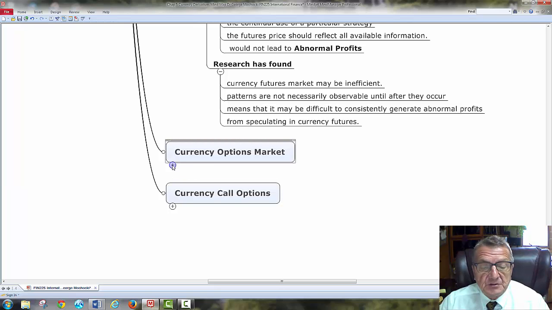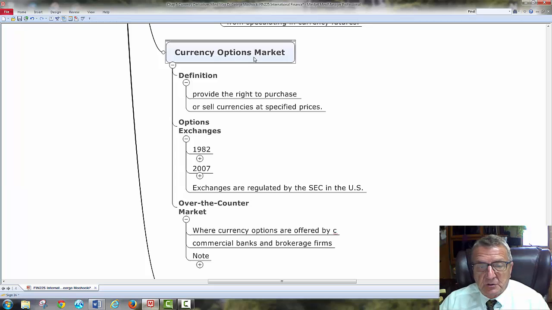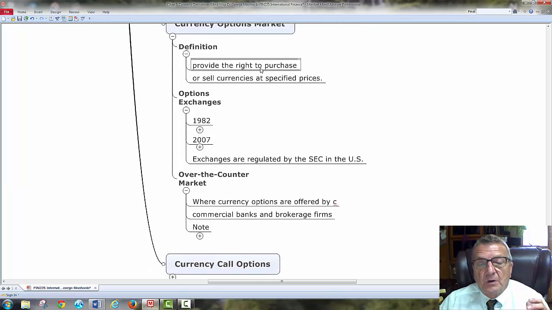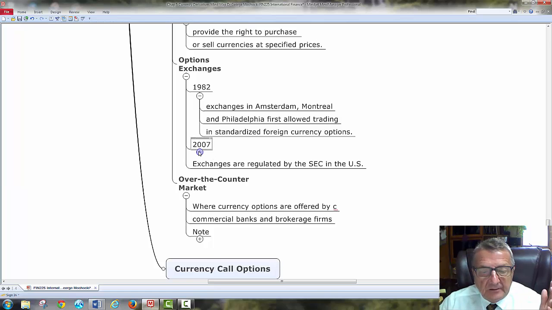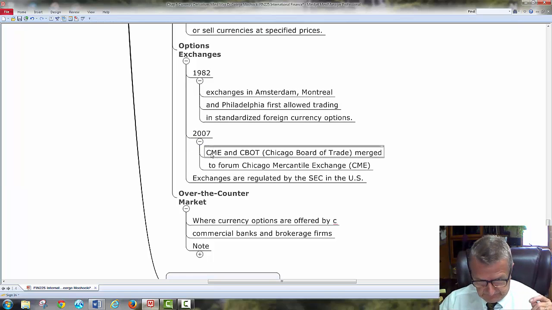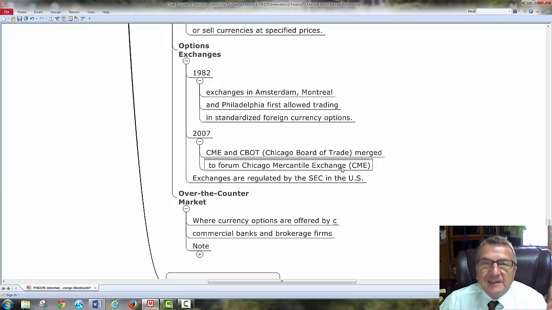Okay, so now currency option markets. The definition of a currency option market: options provide the right to purchase or sell currencies at a specific price. I'm not going to go into options exchanges. Amsterdam, Madrid, and Philadelphia first allowed trading in standard foreign currency options in 1982, and it may be on your final. In 2007, the Chicago Mercantile Exchange and the Chicago Board of Trade merged to form the Chicago Mercantile Exchange. Just a nice little piece of trivia.